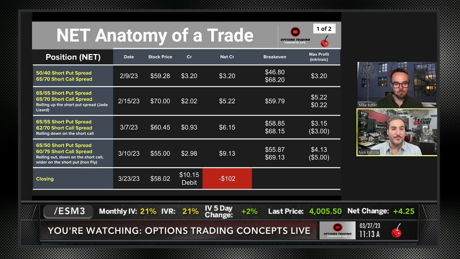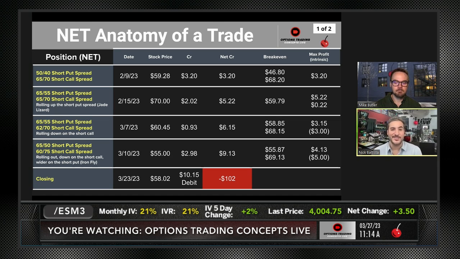So we started with the 50-40 short put spread and the 65-70 short call spread. So you can see there's a $10 wide put spread with a $5 wide call spread. Kind of like a jade lizard. It's an iron condor. If you remember with our synthetic segment from Friday, they're kind of synthetically similar positions. I do have a little bit of risk to the upside, but less so than I do on the put side because of that put spread being wider.